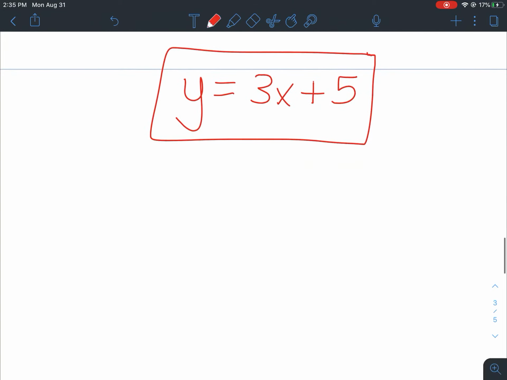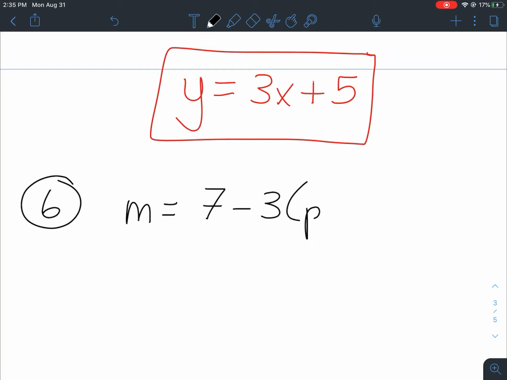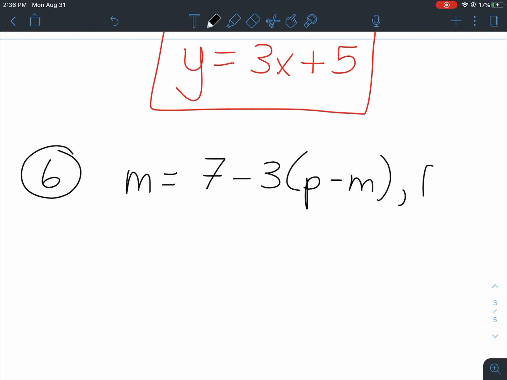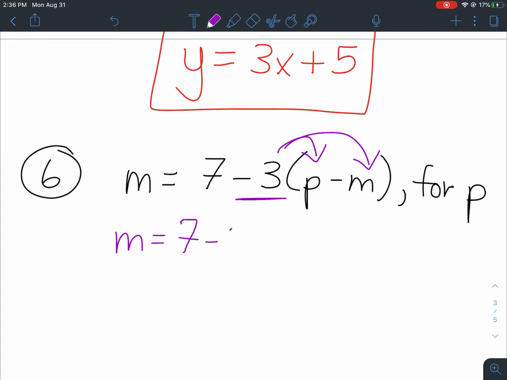And now our last problem today is m equals 7 minus 3 times the quantity of p minus m. Step 1. Whoops, sorry, I keep forgetting this. And you're solving for p. Step 1, we have some distributive property going on here. So negative 3 needs to be distributed. So we have m equals 7 minus 3p. Negative times a negative would be a positive 3m.